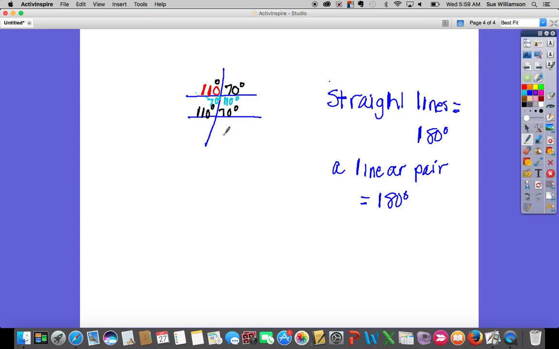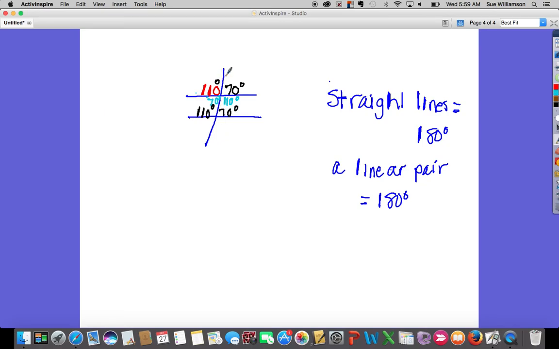Let's talk about alternate exterior now. Alternate exterior angles cross over the transversal. So if you have 110 degrees here, it's outside the two lines, then this would be another alternate exterior angle. They're crossing the transversal above and below the parallel lines. Same thing here, the 70 degree angle would be alternate exterior along with this 70 degree angle because they are both above and below the parallel lines and they're crossing the transversal.